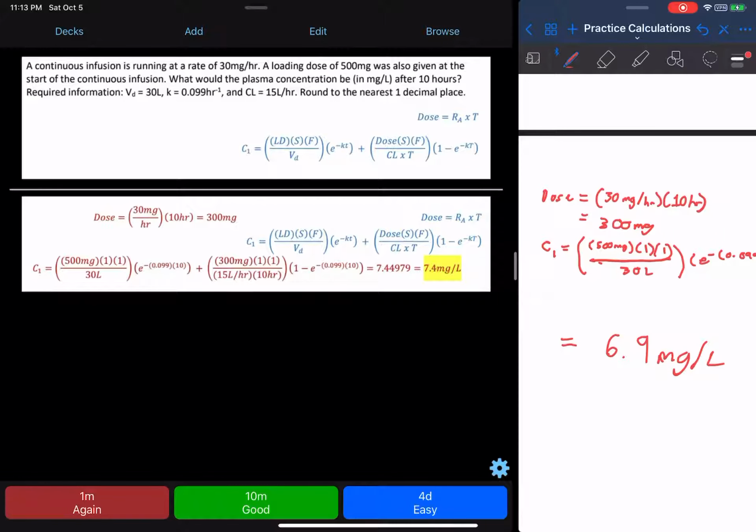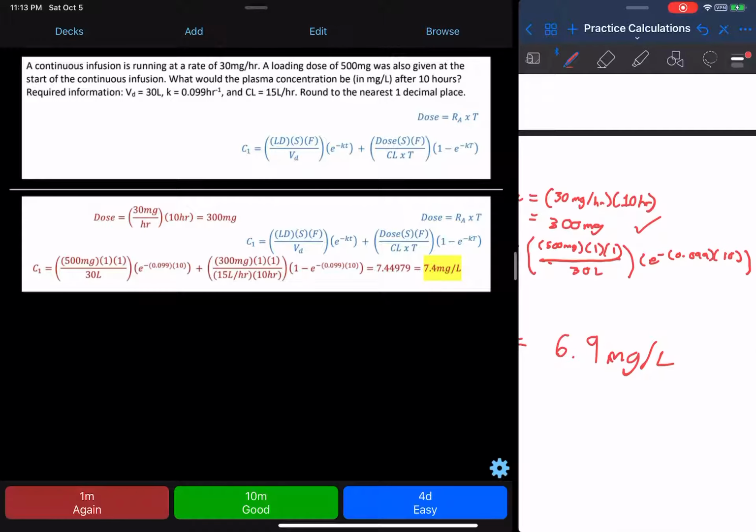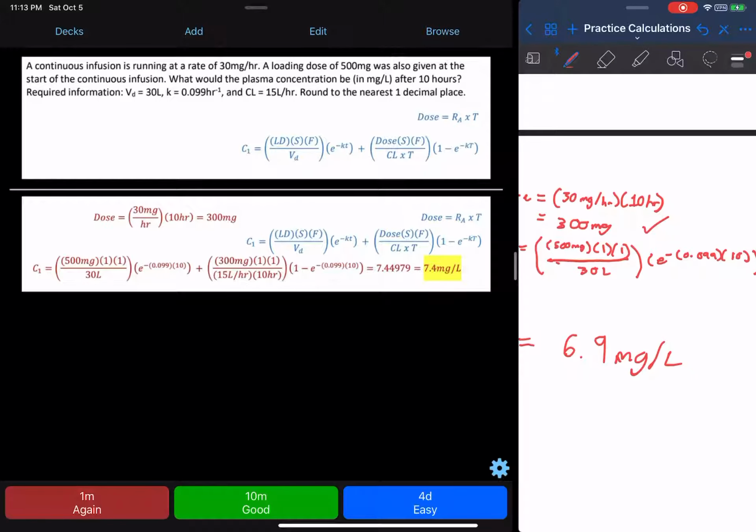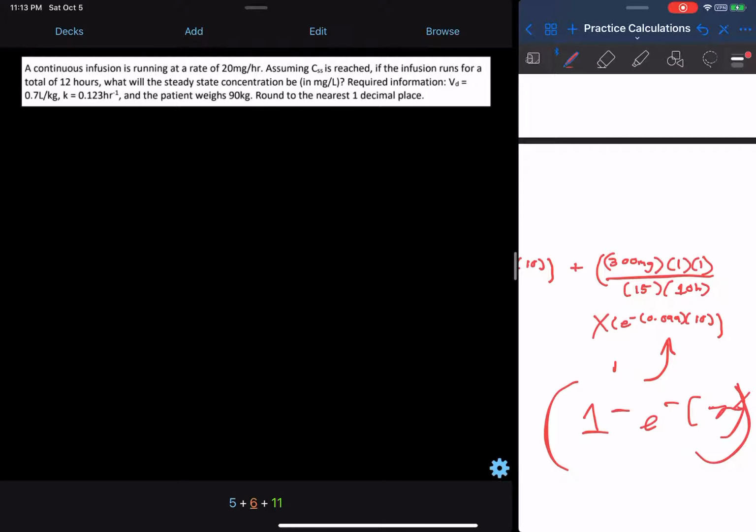Oh no, it's wrong. Where did we go wrong? Okay, we got 500. We solved for 300. That's correct. 500 over 30. So 0.9 times 10 plus 1 minus, oops, it was supposed to be over here, 1 minus e to the negative blah blah blah for that one. Okay, my bad. It's a bit of laziness on my part.